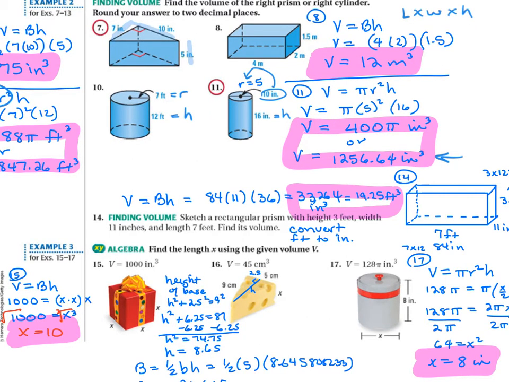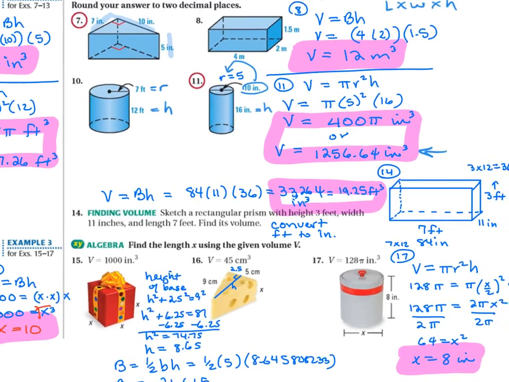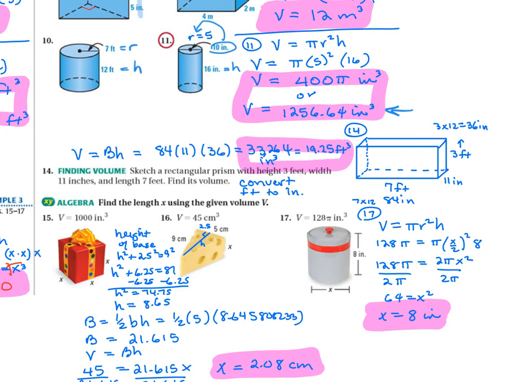Number 14, they ask you to sketch the rectangular prism. Now, notice on this, the units are different. I don't know if you caught that, but they gave us 11 inches, 7 feet, and 3 feet. So I needed to convert my feet into inches. Always make the larger unit smaller, it's easier. So then once I converted them, then I could do the volume. And that's what I did over here.